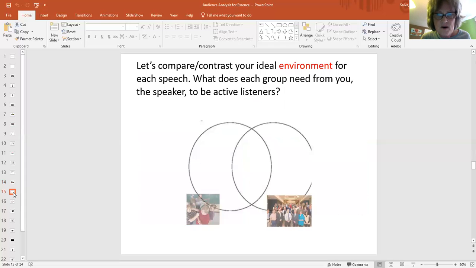Ideally, your audience would need to be able to hear you and respond to you. They need to be able to hear, see, and have space for reflection, maybe space in their heads for reflection, time to reflect, etc.